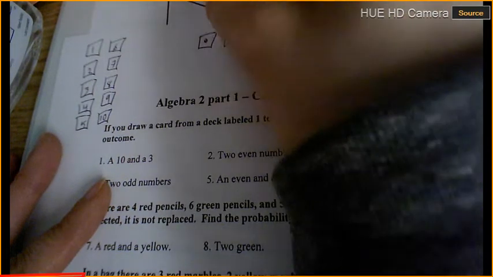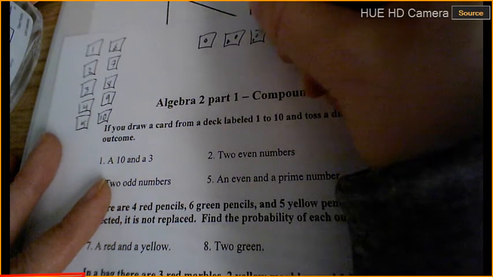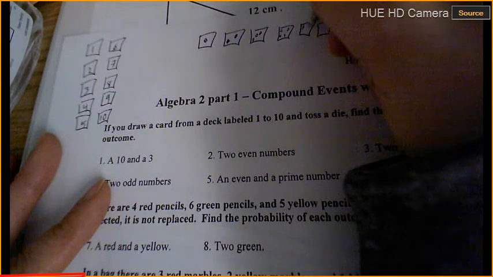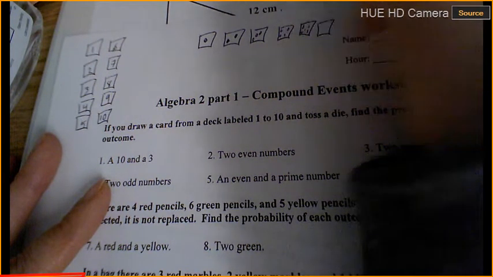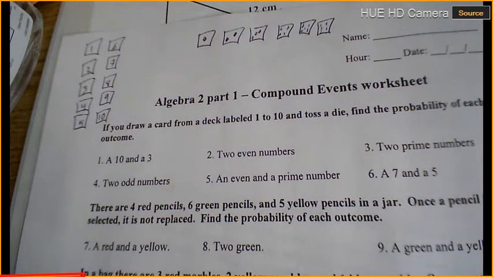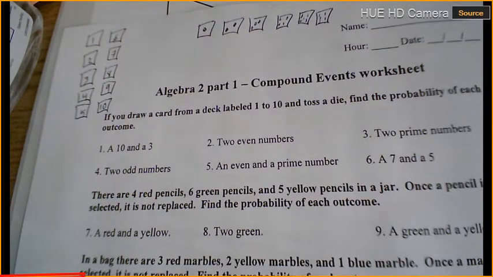It's got 1, 2, 3, 4, 5, or 6. Okay? So I've got that for me to be able to answer these questions. If you draw a card from a deck labeled 1 through 10, and then the second part is toss a die, find the probability of the following outcomes.